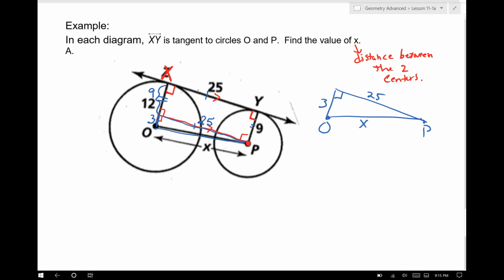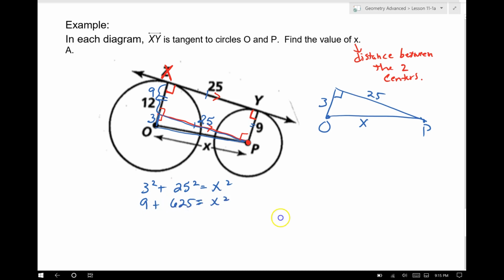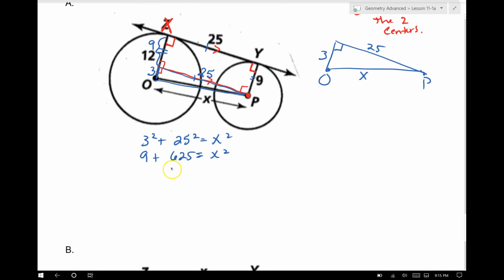But what I'm doing is creating a right triangle, and if I know two sides of a right triangle, guys, how are we going to solve for the missing side? That's right, Pythagorean theorem. So we're going to go leg squared plus leg squared equals hypotenuse squared. So we get 9 plus, what's 25 squared? Isn't that 625? Is that right, my friends? Equals x squared. And so that ends up being 634 is equal to x squared.